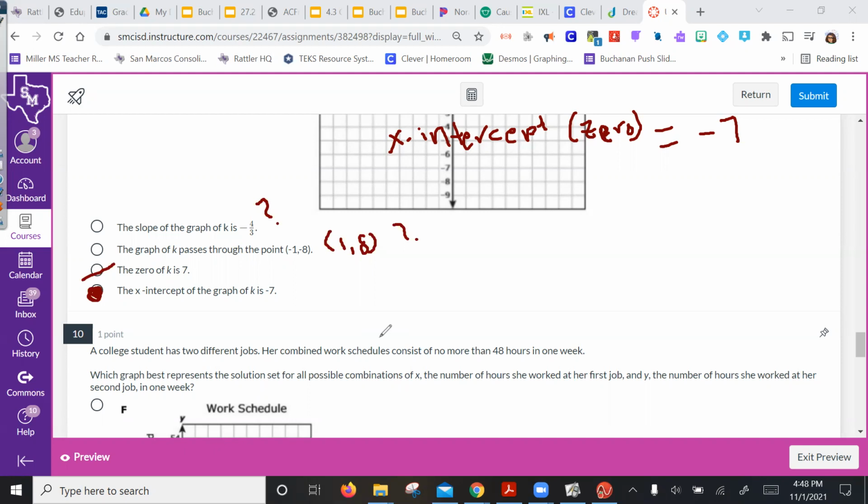So you want to think smarter, not harder. Try to save yourself some work. That is going to be x-intercept is negative 7. Based on the ordered pair it gave us, we didn't even have to find the slope or see if that point fell through. So we are good to go. That one is D. Okay, we've got one more problem to go.